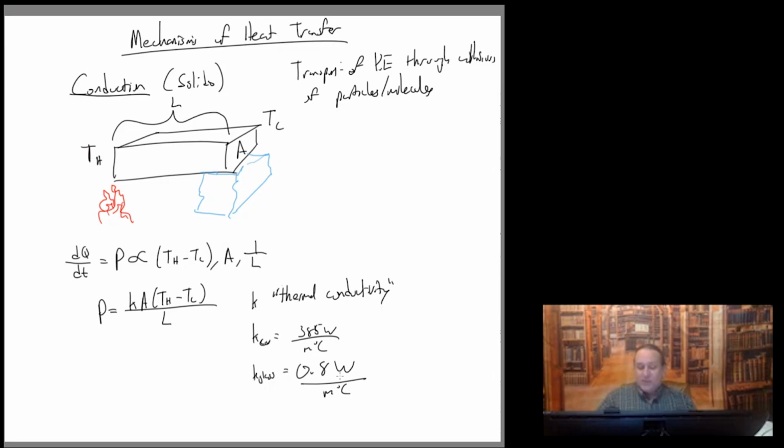You might think, hey, that must mean this is a pretty good insulator, but that's even still pretty big. For air, it's 0.024 watts per meter degree Celsius. So let's see with glass, for example, what is the rate of heat loss for a chilly day?